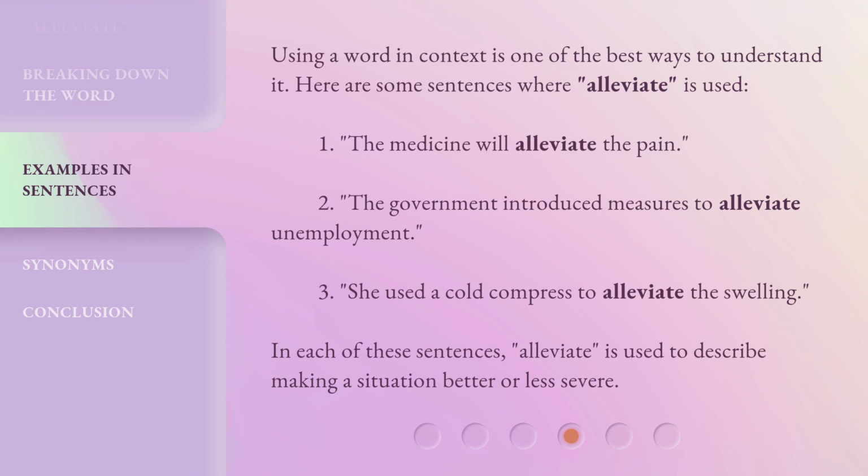Using a word in context is one of the best ways to understand it. Here are some sentences where alleviate is used. 1. The medicine will alleviate the pain. 2. The government introduced measures to alleviate unemployment. 3. She used a cold compress to alleviate the swelling. In each of these sentences, alleviate is used to describe making a situation better or less severe.